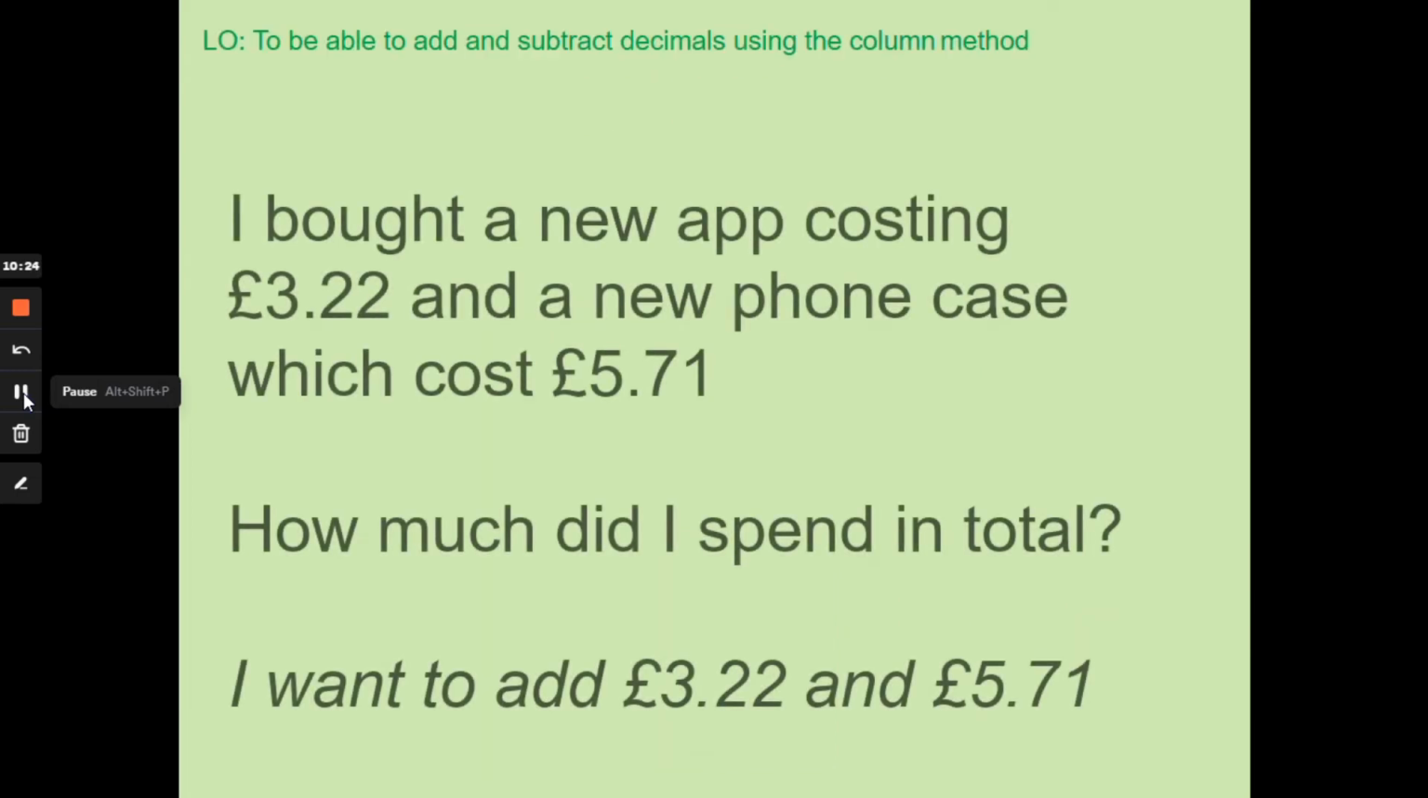Okay, well done. So now we're going to move on to adding and subtracting decimals using the column method. So this is an example for you to have a look at. I bought a new app costing £3.22 and a new phone case which cost £5.71. How much did I spend in total? So I want to add £3.22 and £5.71. So now we're applying the addition that we learned earlier to decimals.